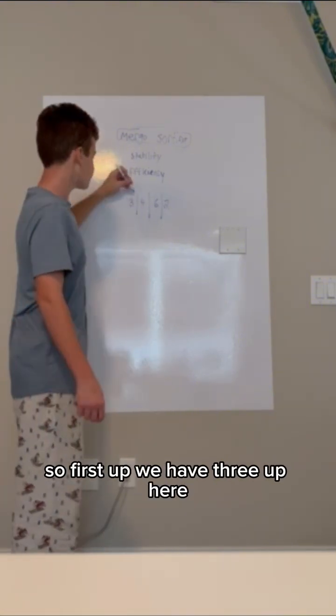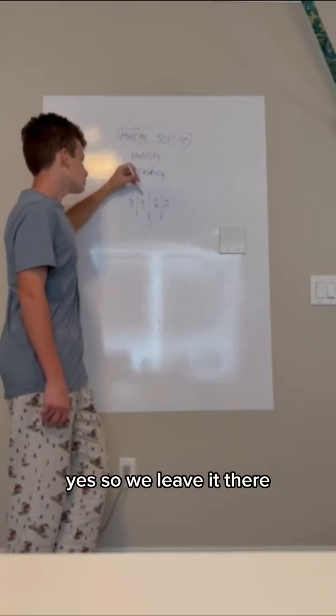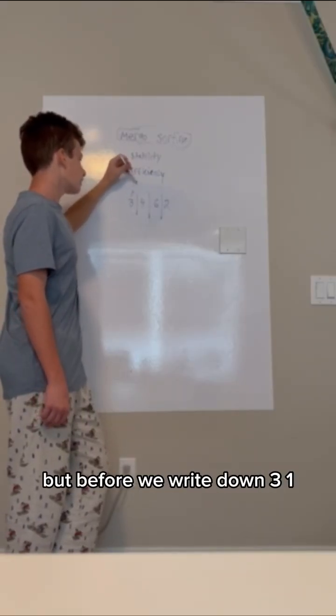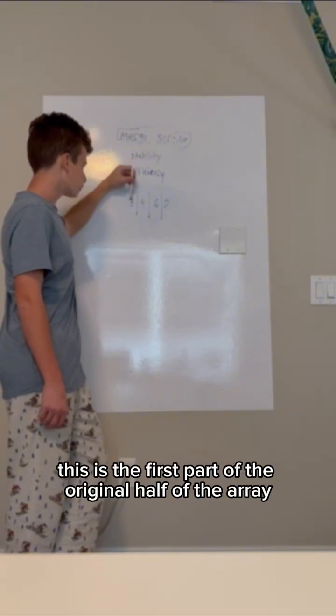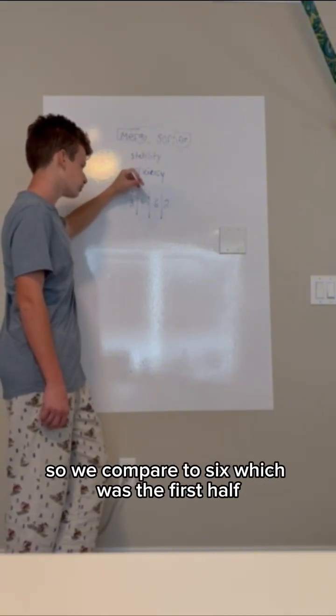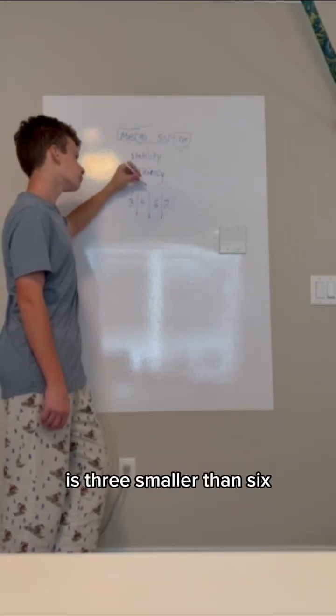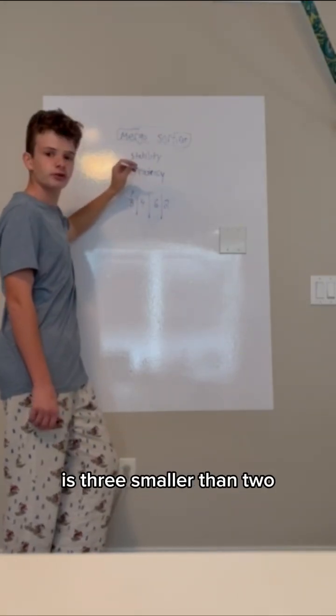order. So first up we have 3 up here. Is 3 smaller than 4? Yes. So we leave it there. But before we write down 3, we want to compare it to the other side too. So we do the same work. This is the first part of the original half of the array. So we compare it to 6, which was the first half. Is 3 smaller than 6? Yes. But we have to do it for the second one. Is 3 smaller than 2?